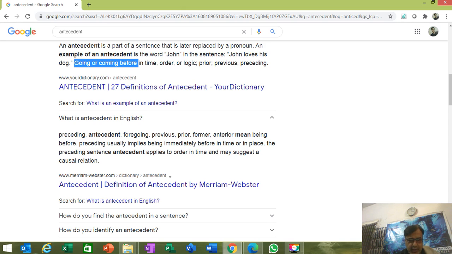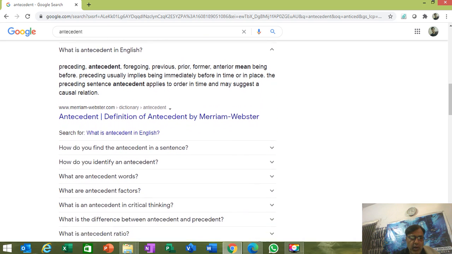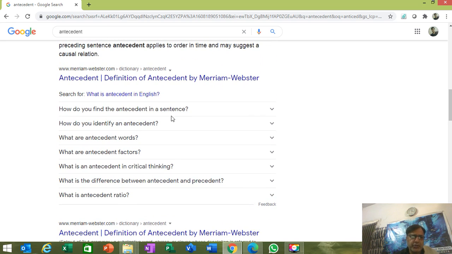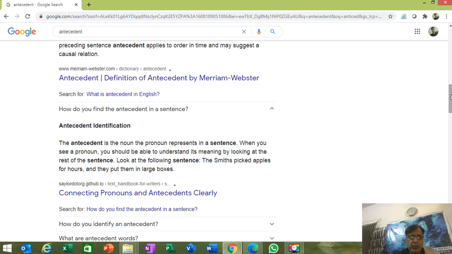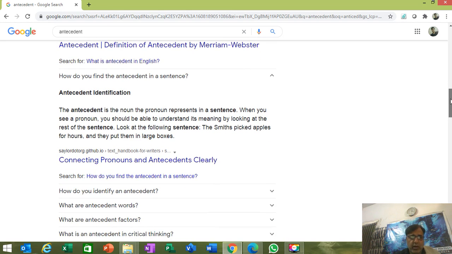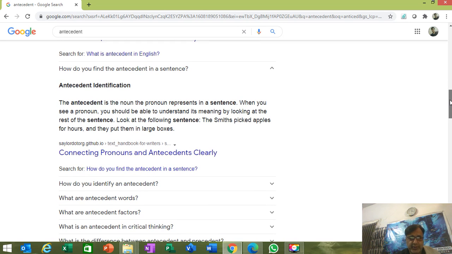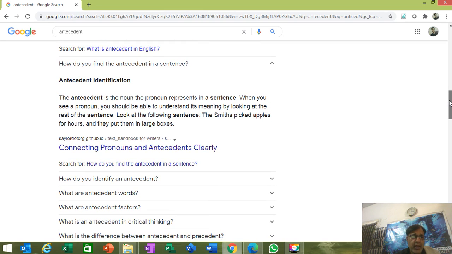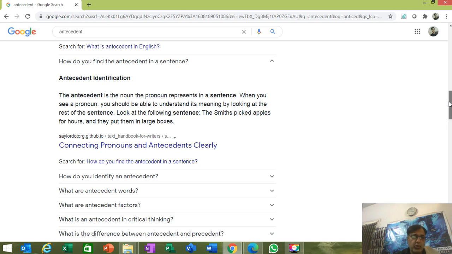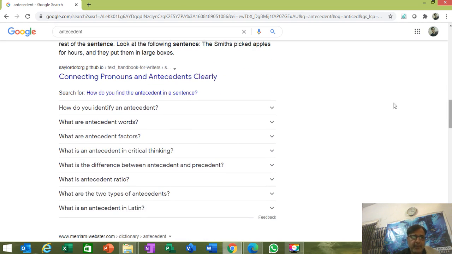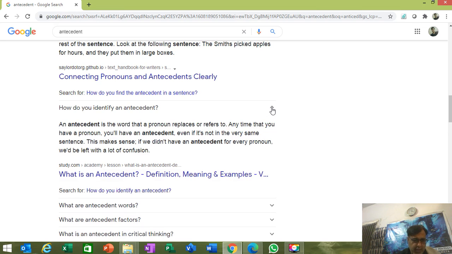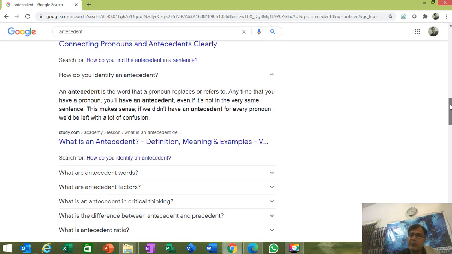There are many questions, but we don't want to waste more time. How do you identify an antecedent? You have to look at a pronoun. You should be able to understand its meaning by looking at the rest of the sentence. These are the questions which I am opening for you if you are further interested in knowing this antecedent. Now see there.